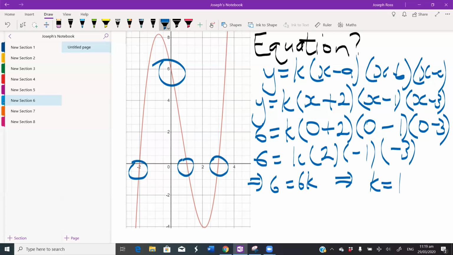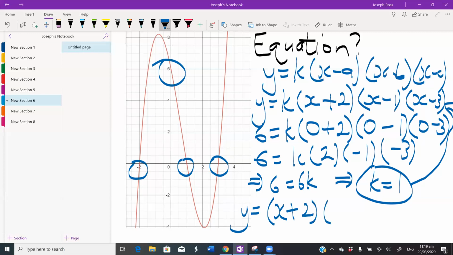Okay, so if we substitute k equals 1 into the line where we put in our x-intercepts, our equation is y equals 1 times, but we don't need to write 1 times, so it's going to be (x plus 2) times (x minus 1) multiplied by (x minus 3). So that is the equation of that graph.